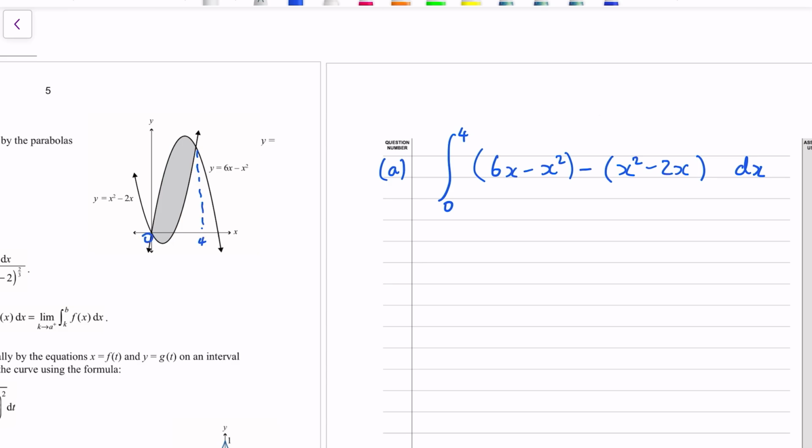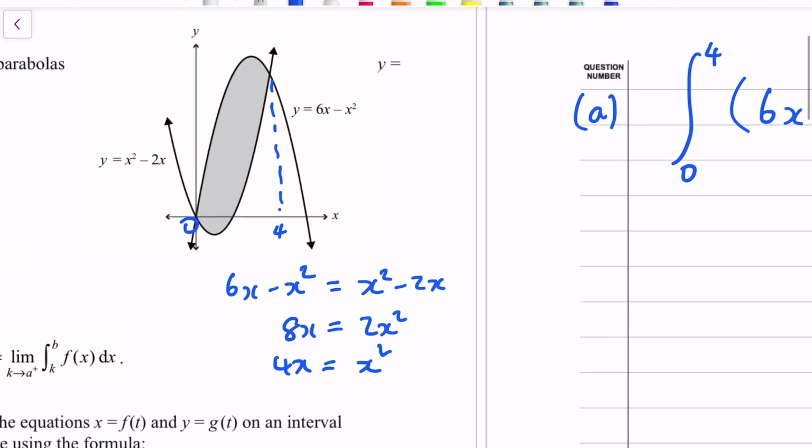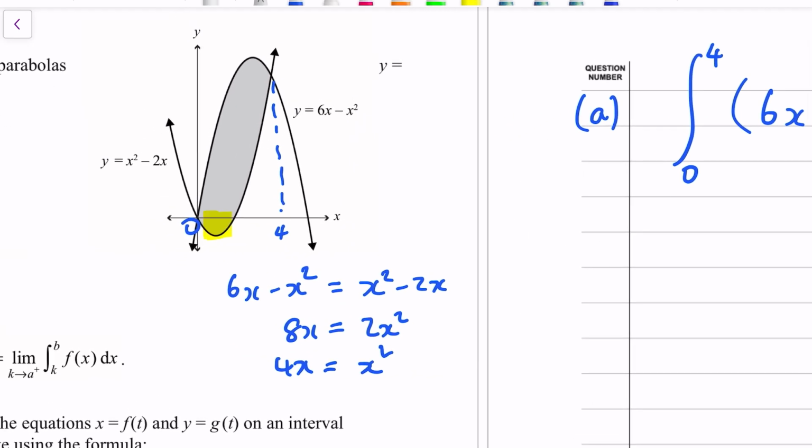The function 6x minus x squared is equal to the other function x squared minus 2x when 2x squared is equal to 8x, or when x squared is equal to 4x, that's x equals 0 or 4. Now you don't have to worry about the fact that this region goes below the axis. It's a common misconception that students might have.